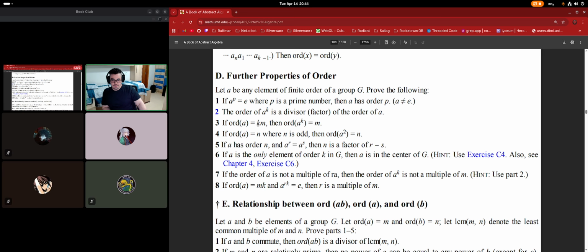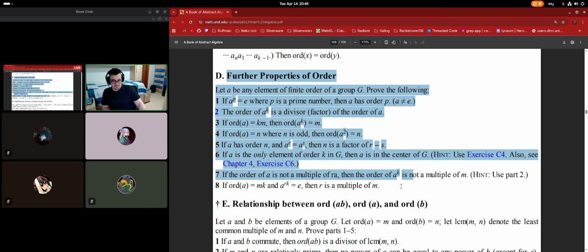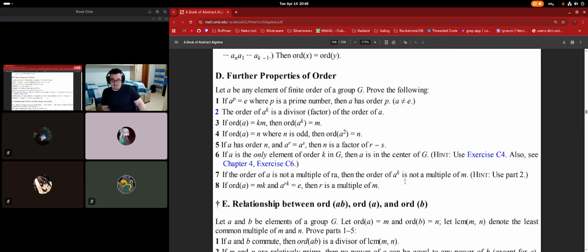If the order of A is equal to Km, then the order of A to the power of K is equal to M. Again, you're probably going to do something with theorem 5 because you're going to factor the multiples. This is all about multiples, really. And then there's again the odd thing, right? It's saying that if the order of A is equal to n, where n is odd, then the order of A squared is equal to n.